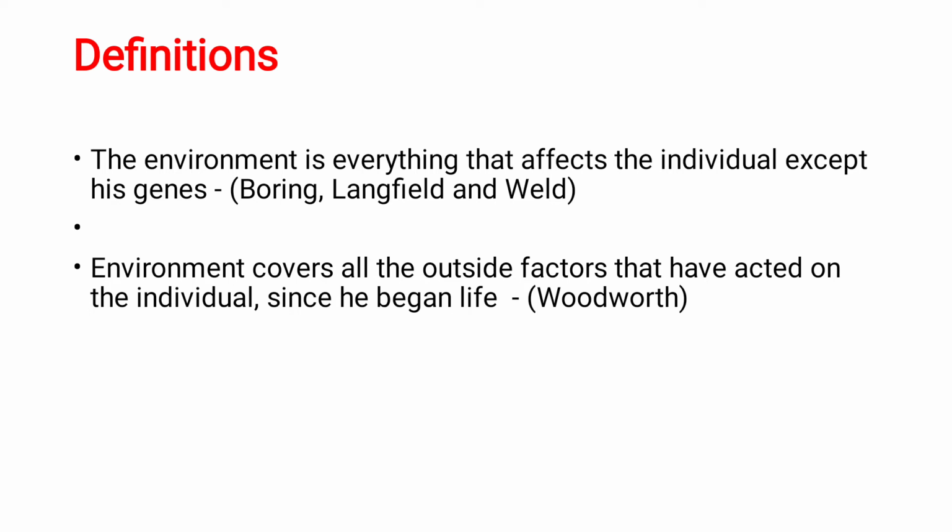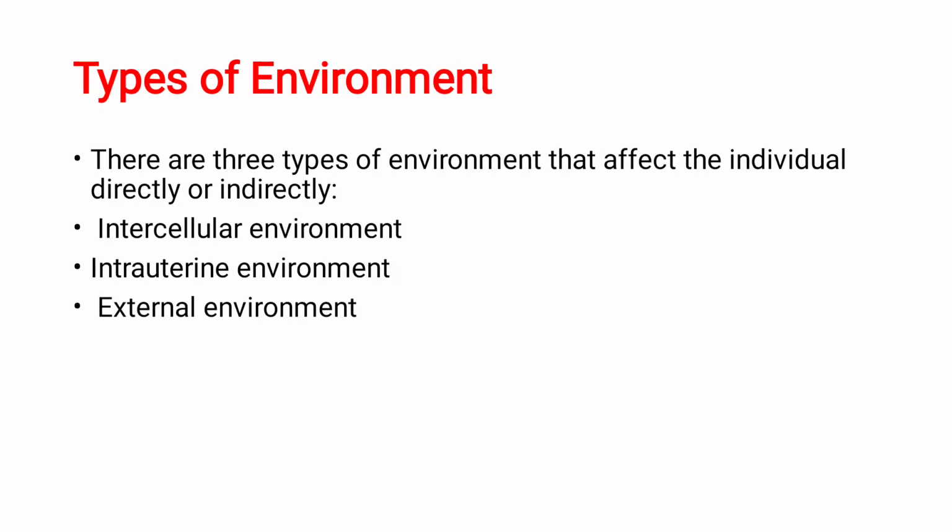Moving on to the definition: the environment is everything that affects the individual except his genes. Genes come under heredity, while the environment affects the individual in each and every other aspect. This definition was given by Boring, Langfield and Weld. Woodworth said: environment covers all the outside factors that have acted on the individual since he began his life. Life starts at the time of conception, so whatever happens after that is determined by the environment.